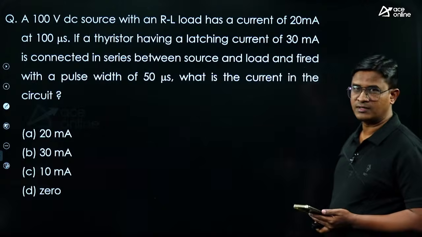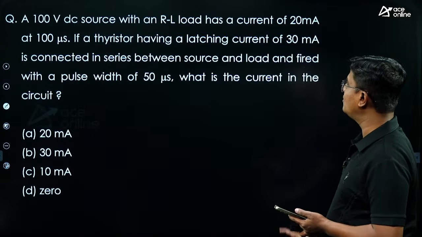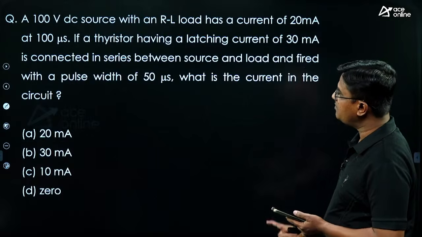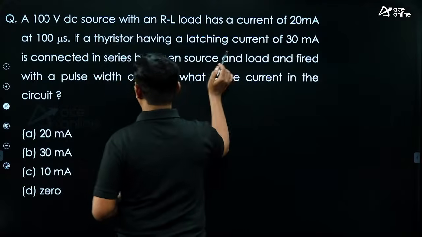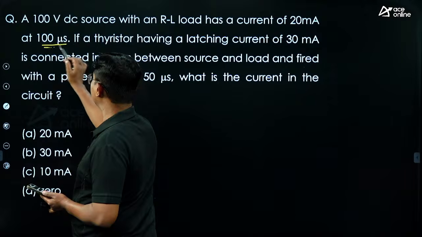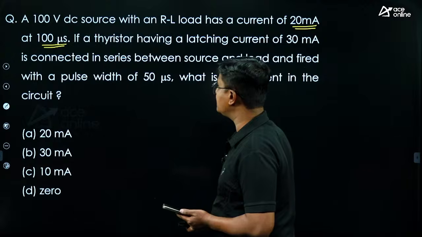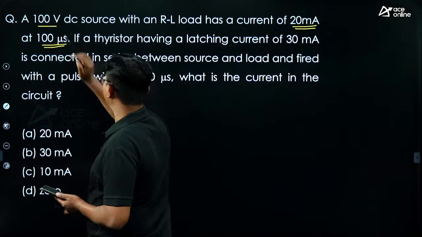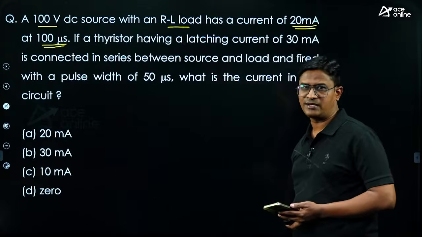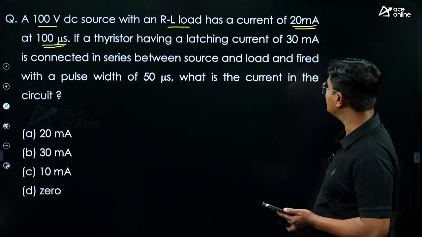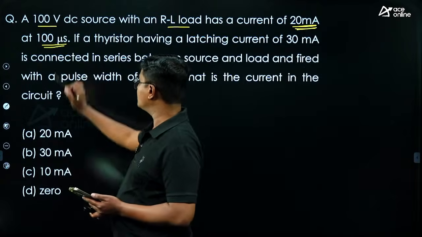Next question. A 100-volt DC source with an RL load has a current of 20 milliampere at 100 microsecond. They are saying that at 100 microsecond, my current in the circuit is 20 milliampere. It means we have a DC voltage source connected with an RL load, and it is given that the current in the circuit will reach 20 milliampere when the time is 100 microsecond.